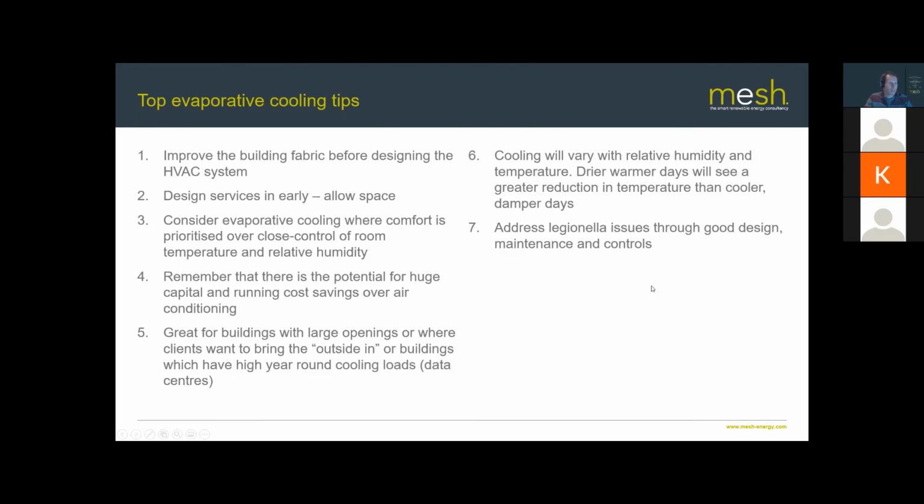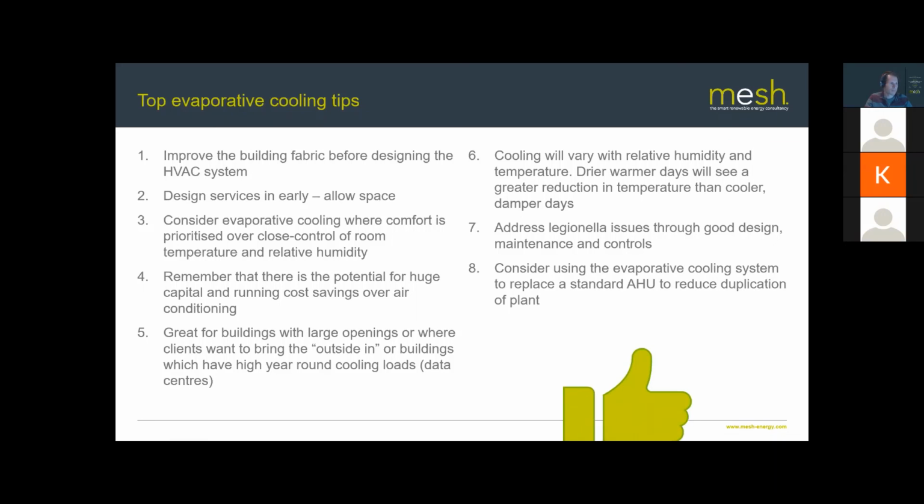Address Legionella concerns through good design, maintenance, and controls. As far as I know, there are no recorded incidents of Legionella from an evaporative cooler in the UK. But let's keep it that way.